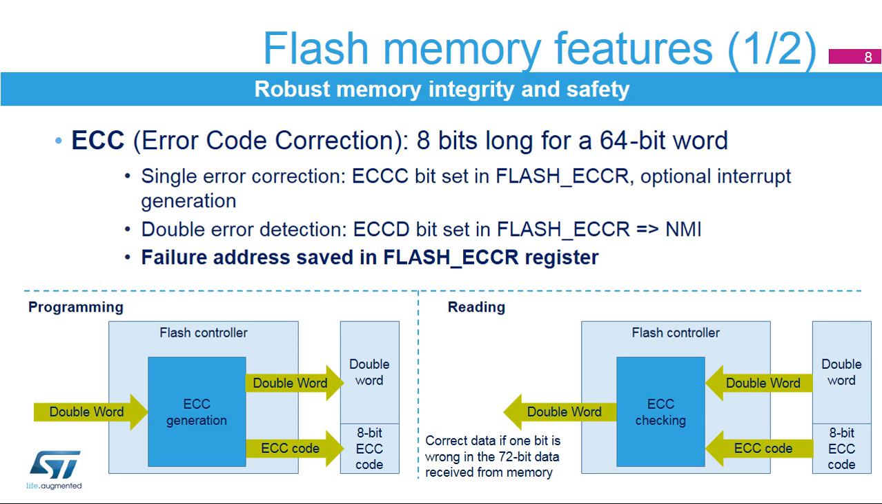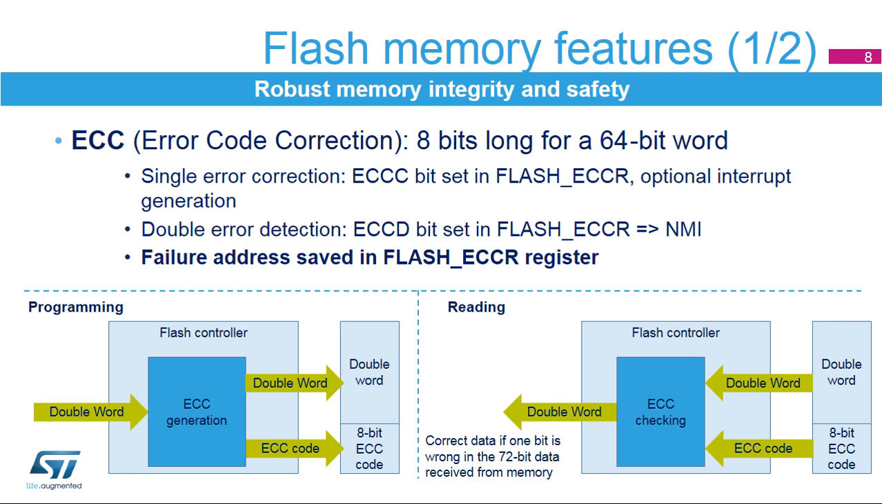Data in flash memory words are 72 bits wide. 8 bits are added per each double word. A double word is 64 bits. The ECC mechanism supports 1 error detection and correction, 2 errors detection.